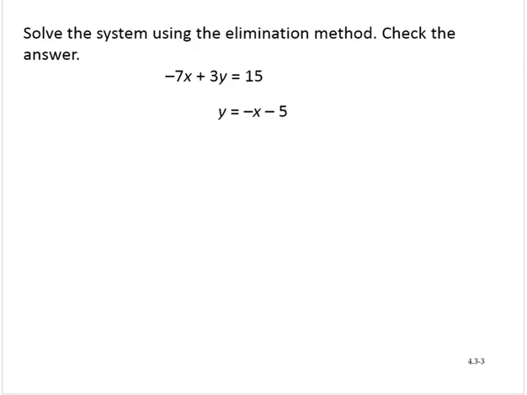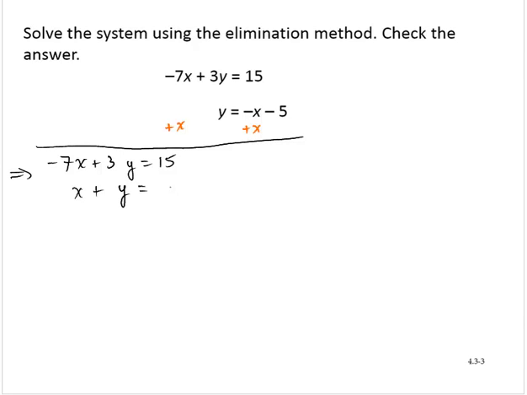What we often want to do first is write both equations in the same form. So since that first equation is already in the standard form, I'll write the second equation in the standard form by adding x to both sides. So then that yields negative 7x plus 3y is equal to 15, and x plus y is equal to negative 5.